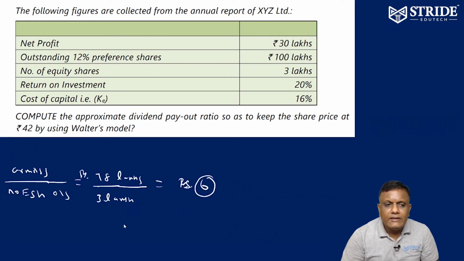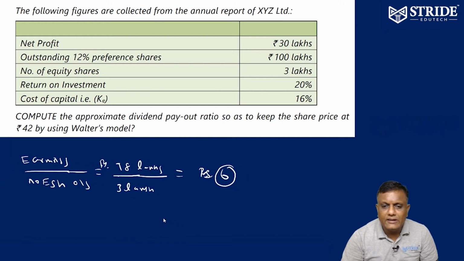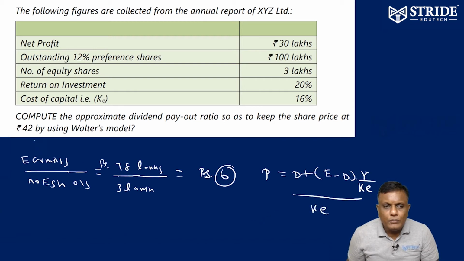Alright. The dividend payout ratio is not given, but earnings per share we have identified. Now by using the Walter formula, P is equivalent to D plus (E minus D) into R by KE, by KE. So P is equivalent to 42 per share. The share price is 42 per share.